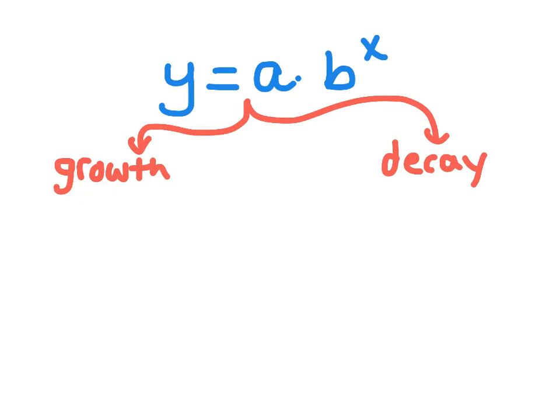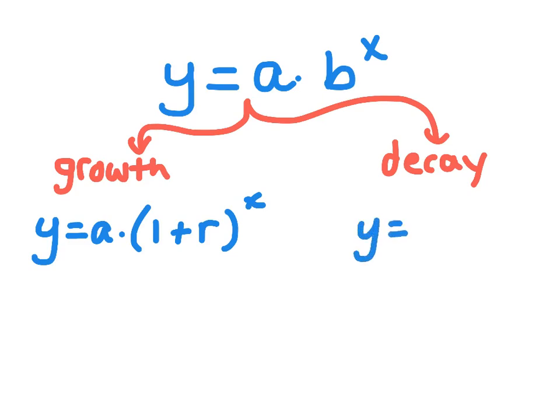Now, if we know specifically that it's growth or decay, we can rewrite this formula in a specific and new way that gives us more information. So if something is a growth, we can rewrite this equation as y equals a times, now instead of the number b, we're going to rewrite b as 1 plus r. Now, if it's decaying, we're going to rewrite that formula as y equals a times 1 minus r to the x.